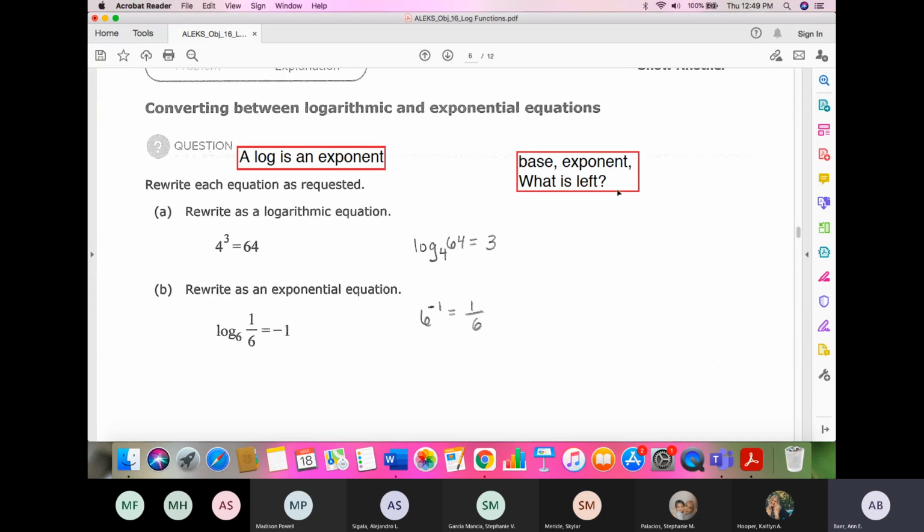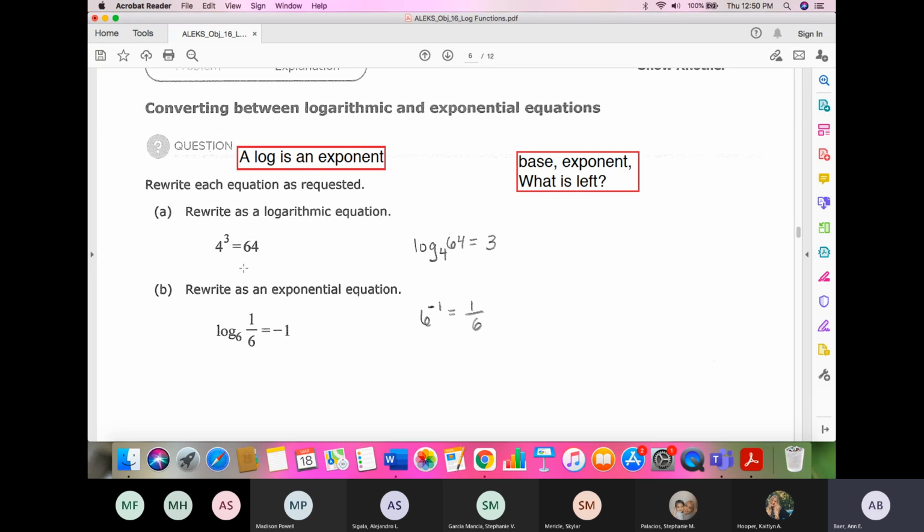So that's how I go about doing these problems. Base, exponent, what's left? So we want to rewrite as a logarithmic equation. Now, if it has logarithmic in it, you definitely want to write down a log, L-O-G.